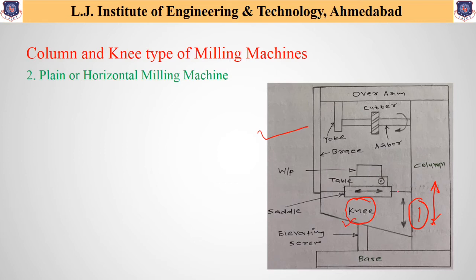Now second, cross movement, that is possible by moving the saddle along the guideways available on the knee. So with the help of the saddle, this table can be moved in cross movement or in cross direction. So this cross movement can be obtained by using the saddle for the table.